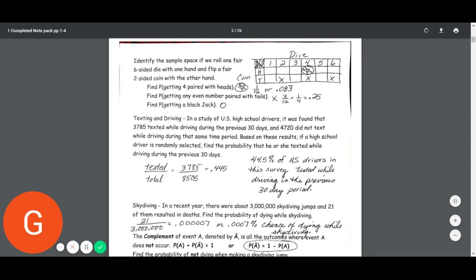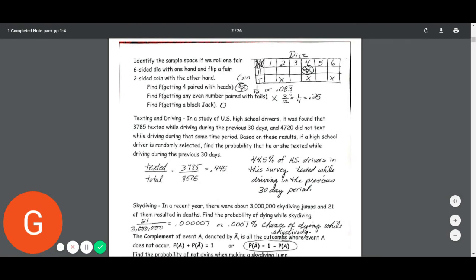I can create a chart here. Along one dimension, I'm going to list the different outcomes for the first event. Along the other dimension, I'm going to list the outcomes for the other event. Okay, so I'm going to be looking at some different combinations. Find the probability of getting 4 paired with heads. So I'm looking at the outcome of a 4 along the dimension that we identified for our die. Paired with heads, we can see that can only happen one way out of a total of 12 different outcomes. We have 12 different cells here, so that's our total. So 1 out of 12 would convert to decimal form as 0.083.